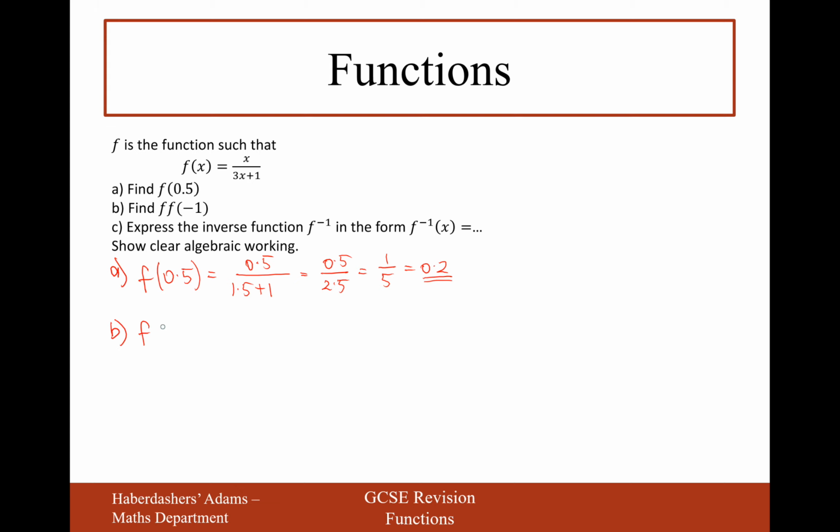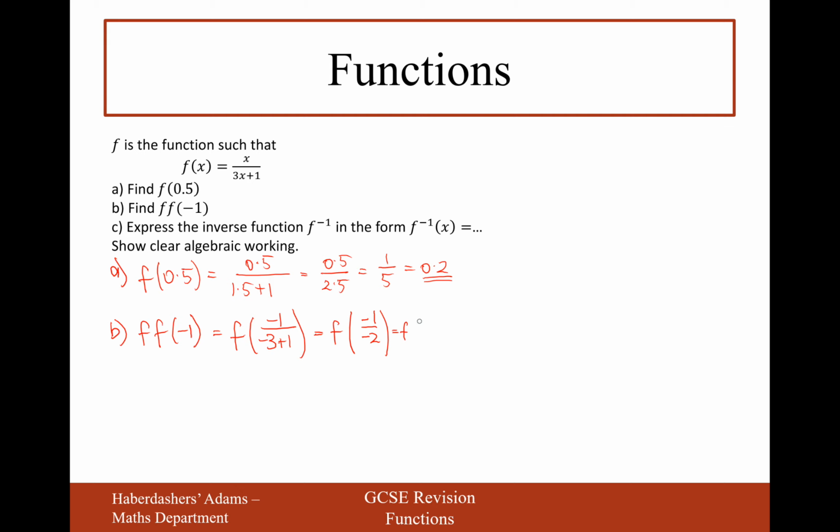For part B, it's f of f of minus 1. Now what this means is put minus 1 into the function first, take that answer and then put it back into the f function again. So putting minus 1 into the function, we get minus 1 over 3 times minus 1, which is minus 3, plus 1. So that fraction will equal minus 1 over minus 2.